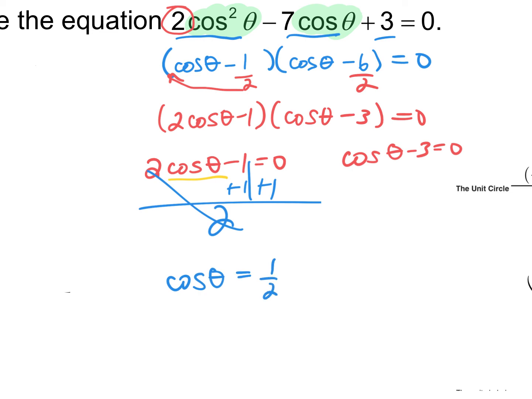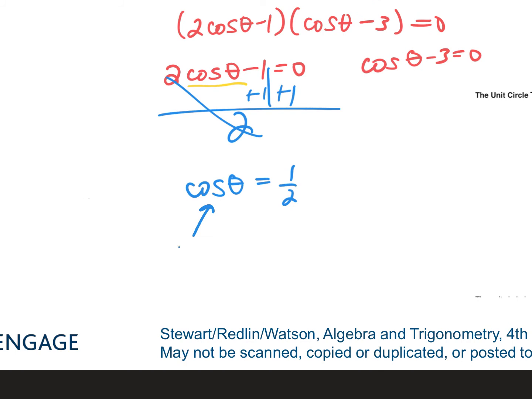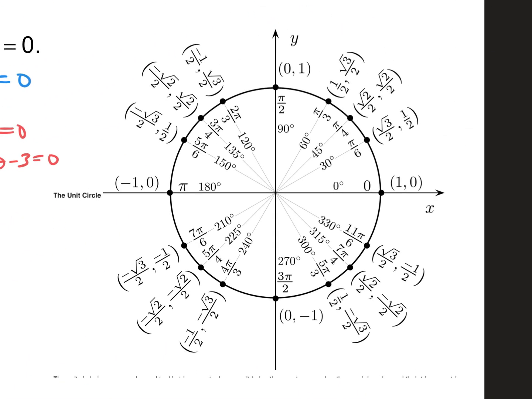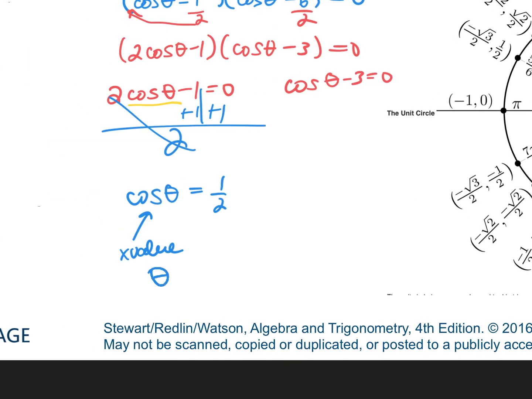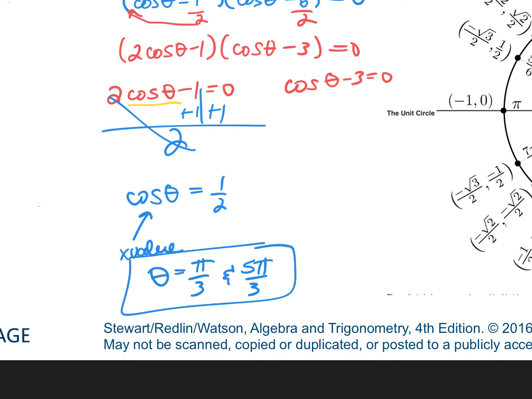What is cosine again? X values. So I'm going to my unit circle, and I'm finding all the x values that are positive 1/2. So go over here. This is x positive 1/2, and this is x positive 1/2, right? So what are they? Pi over 3 and? There you go. Pi over 3 and 5 pi over 3. We good? Okay, so scoot along over here.